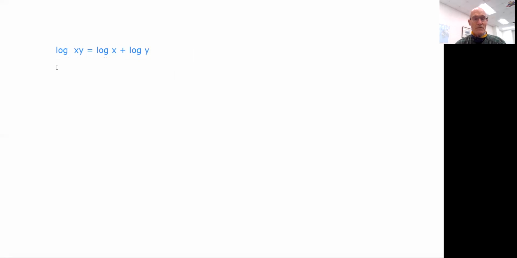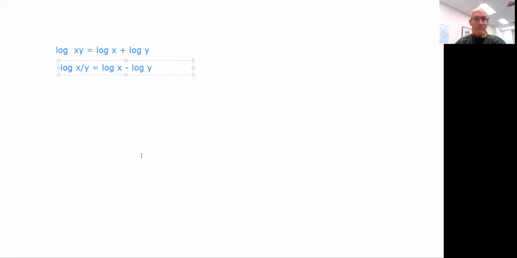Okay, the second rule says the log of a quotient, so log of x divided by y is equal to the difference, so that would be log x minus log y.